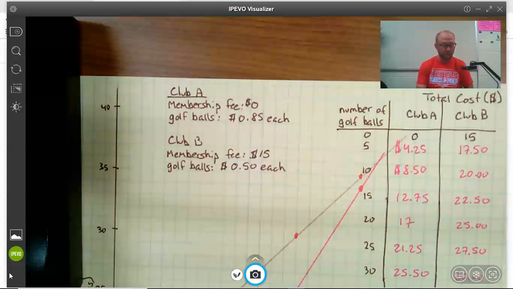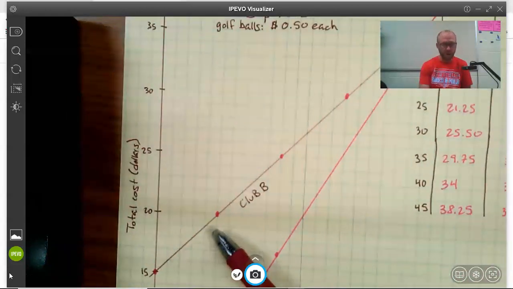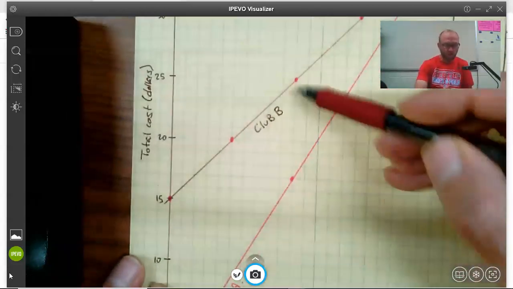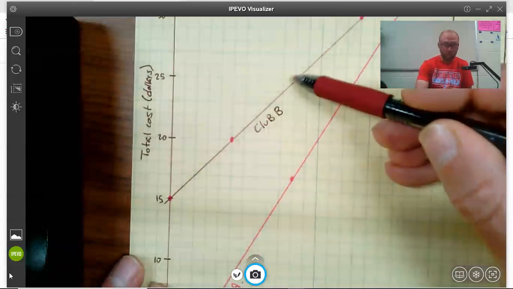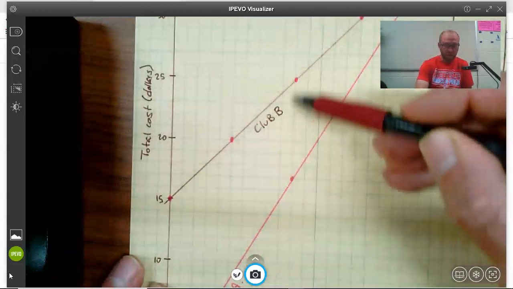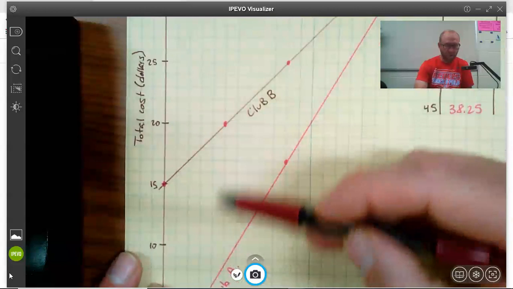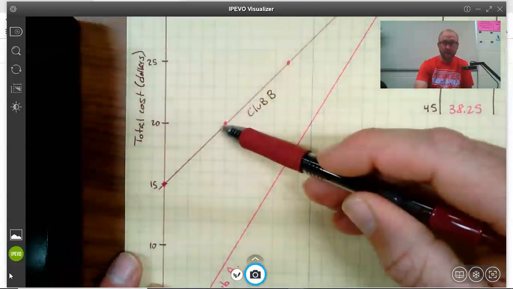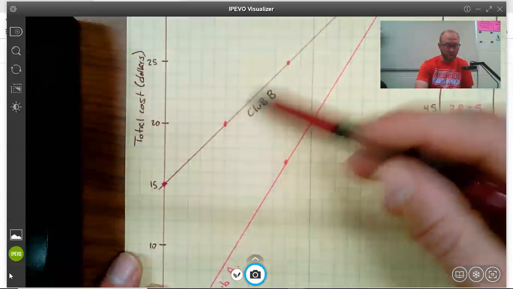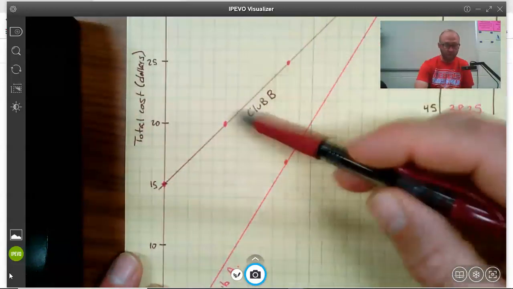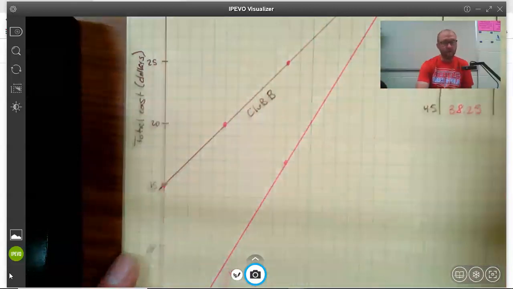Now we can look here, since the height of this graph represents the cost, right? So Club B is consistently, for any number of golf balls, if I travel straight down, I can see that Club B is a greater cost. So the height of the graph tells us the cost for each club at any given number of golf balls. And so long as the Club B line is above the Club A line, it costs more.